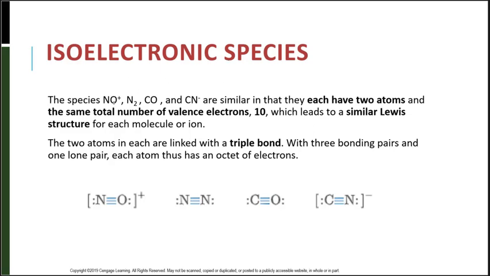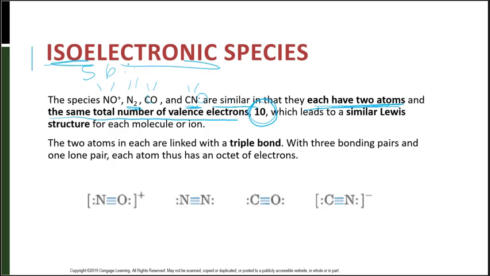That means that these structures are similar in that they each have 2 atoms. So we have N and O, N and N, C and O, C and N. So there's 2 atoms and the same total number of valence electrons. Each one of these has 10. If we added up nitrogen, which is 5, oxygen, which is 6, but it's a +1 charge, so we subtract 1, that's 10. Each nitrogen is 5, so 5 plus 5 is 10. Carbon plus oxygen, 6 plus 4 is 10. Carbon and nitrogen with a -1 charge would be 10.